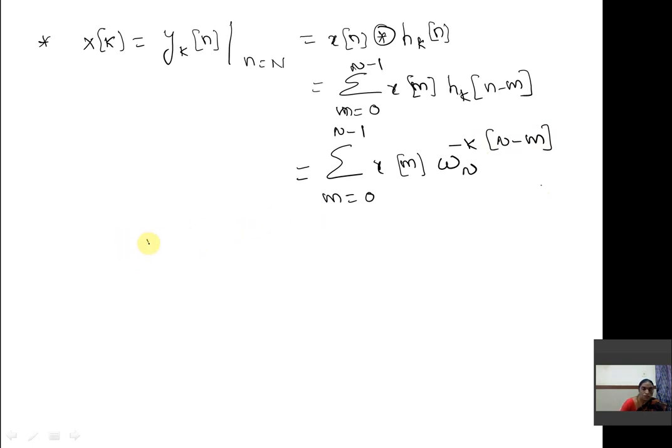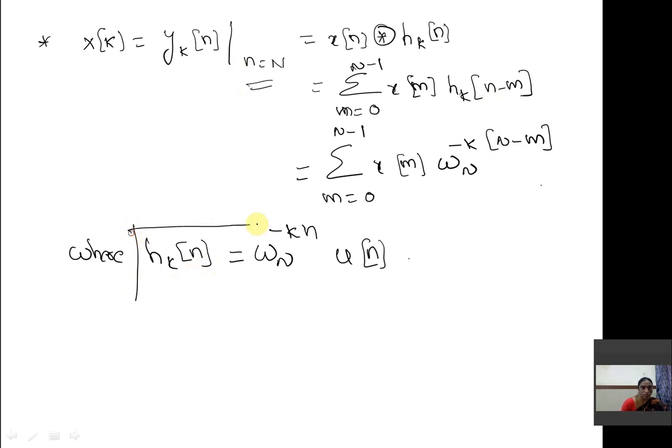So now, where h_k of n is W_N power minus k n u of n. So u of n means values greater than or equal to 0 only, there are amplitude values, right? That's why h_k of n is equal to, by comparing these two, I am writing W_N power minus k n u of n. Of course you know that small n is nothing but capital N. This is nothing but h_k of n.